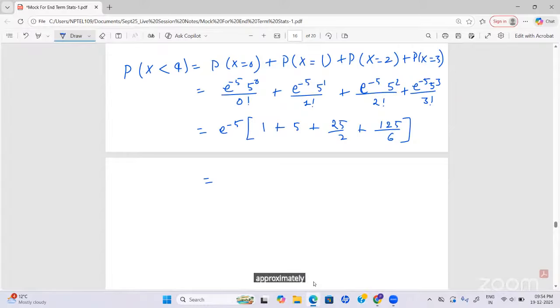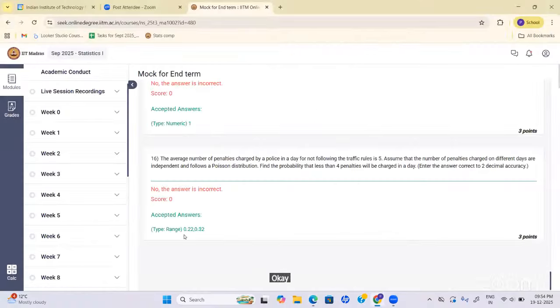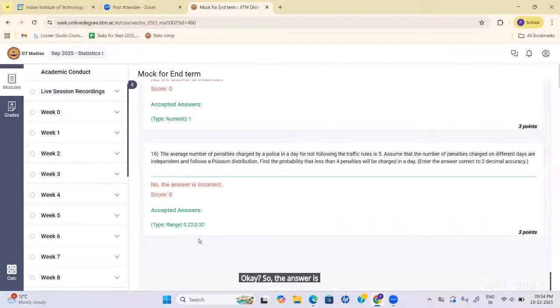Approximately 0.264. Yeah, it is coming out to be 0.006 something. And this is approximately 39 point something. And when you multiply, it will be 0.27 something. Okay, so the answer is coming in that range.